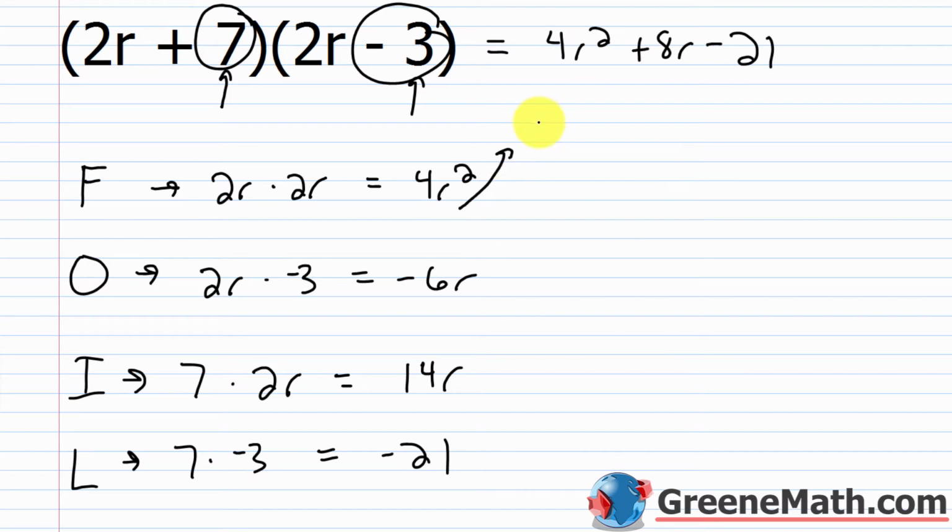You would end up with 4r squared. Negative 6r plus 14r, again, would be plus 8r, and then you'd have minus 21. So this FOIL method is not producing a different result. It's just a convenient way to remember how to get the product of two binomials. And again, once you start using this, you're going to love it. Something you're going to use for the rest of your life.